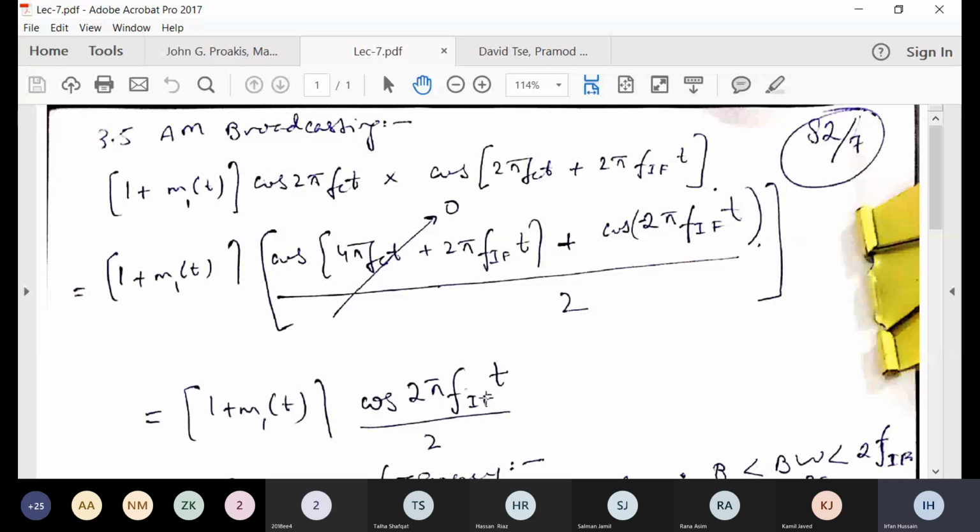Now this signal will pass through an amplitude envelope detector. As we have seen, for conventional demodulation of conventional AM, you had to pass this through an envelope detector. So we will again pass it through an envelope detector, and by passing it, as we have seen previously, you will just get your M1 of T.